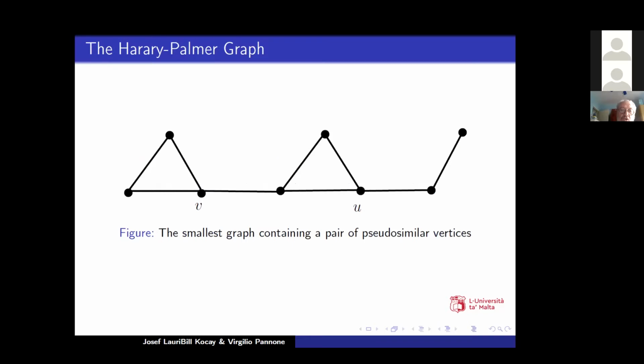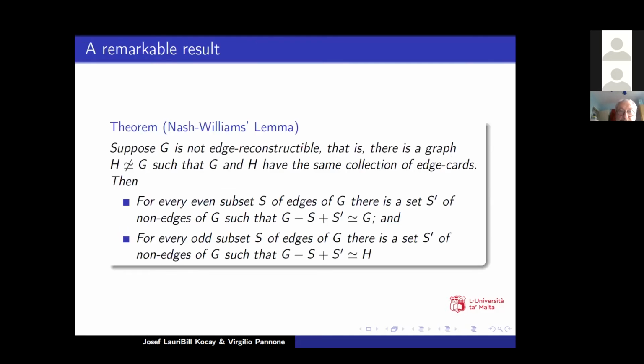The most well-known example is the Harary-Palmer graph. These two vertices are not similar to each other. There's no automorphism of the graph which maps this one into this one. But if you remove the vertex v, you will get a graph, and if you remove the other vertex, you will get an isomorphic graph.